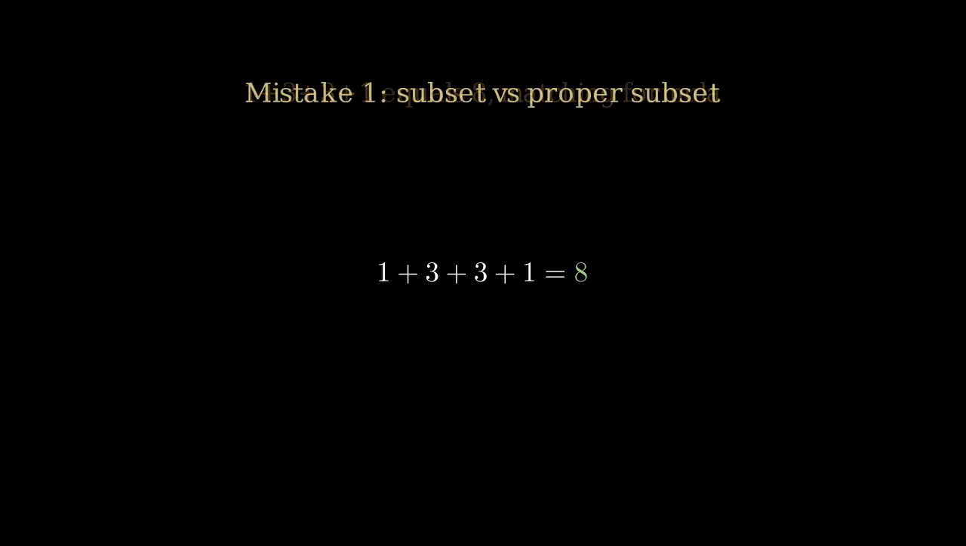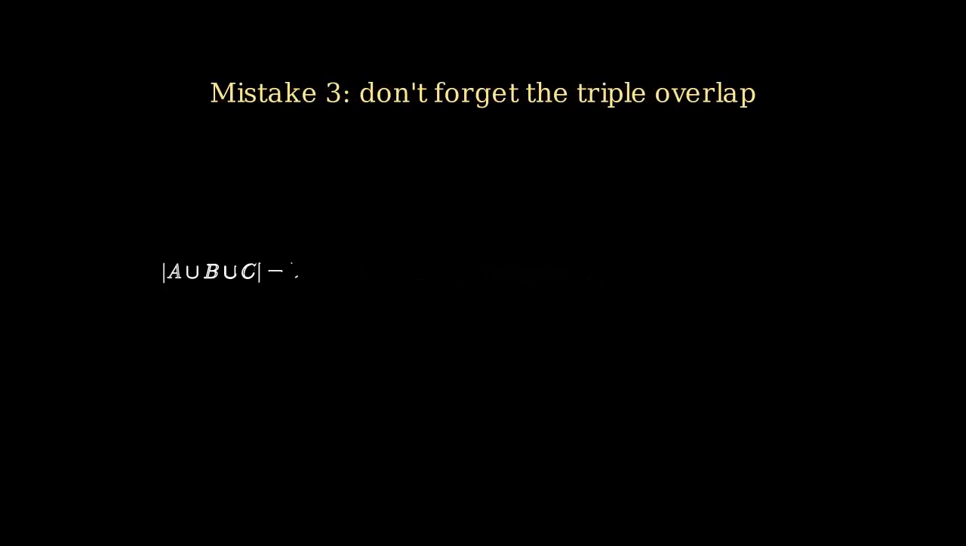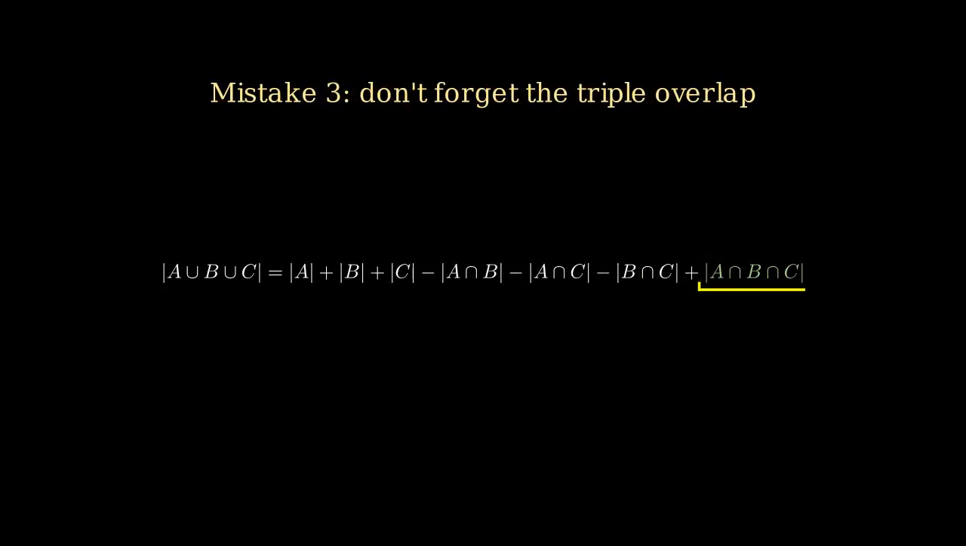Common mistakes to watch for. First, confusing subset of with proper subset of. Subset of allows A and B to be exactly equal. Proper subset of requires them to actually differ. Second, forgetting that the empty set is a subset of literally every set, including itself. This trips people up constantly when counting subsets. And third, in 3-set inclusion-exclusion, forgetting to add the triple overlap back in after subtracting all 3 pairwise overlaps. That's the single most common arithmetic slip on this topic.